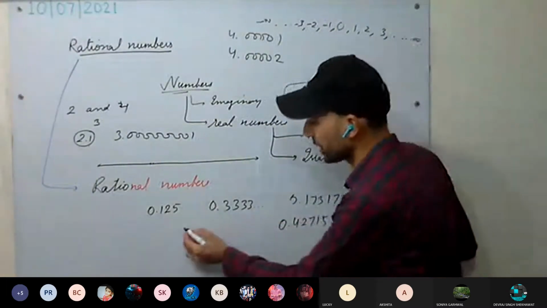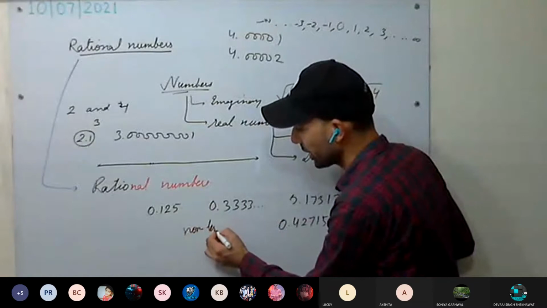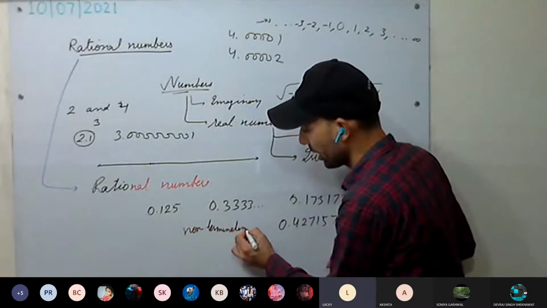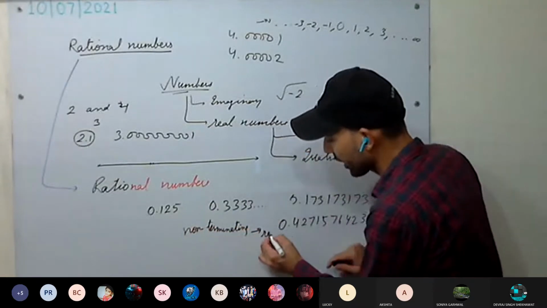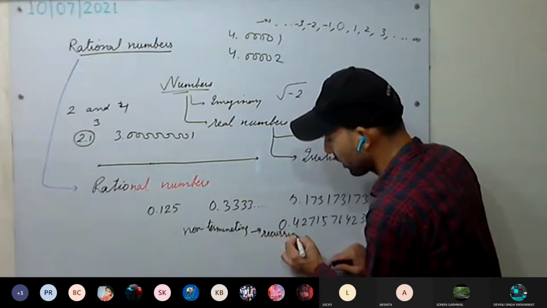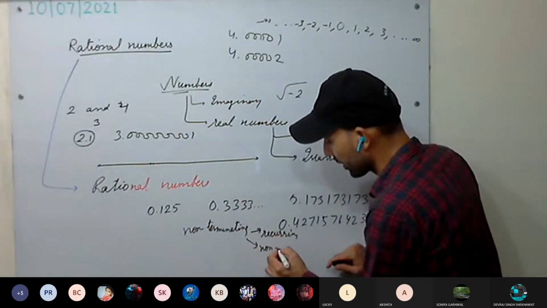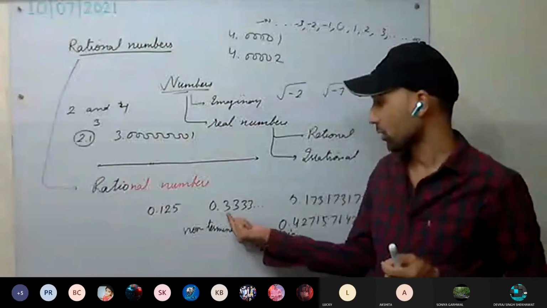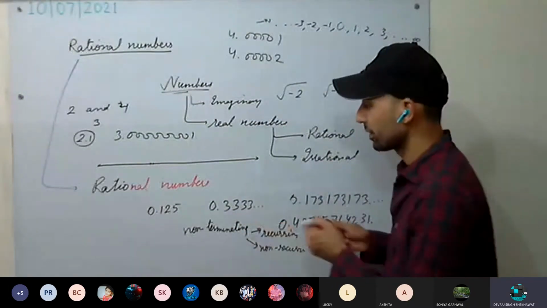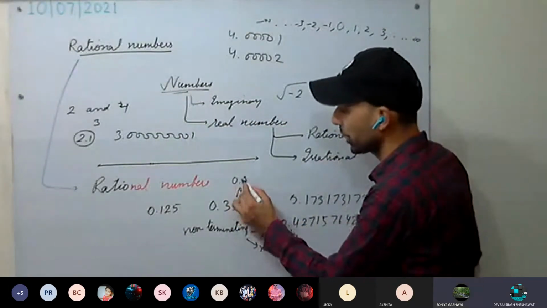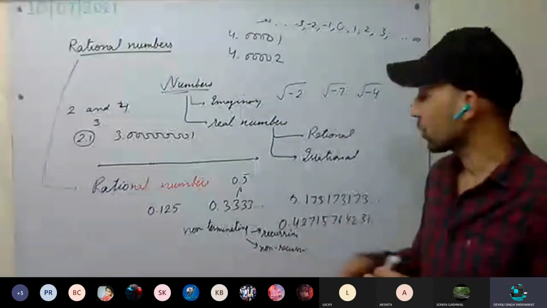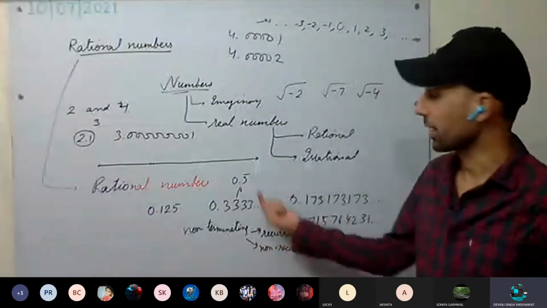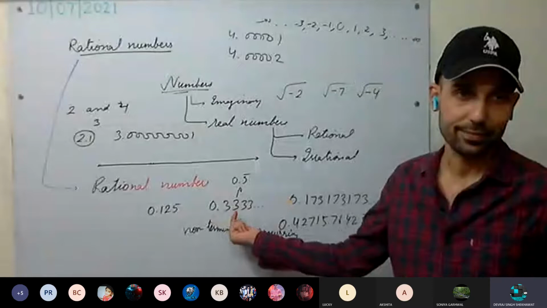Now, if it is non-terminating, then we have to check one more thing, whether it is recurring, that is repeating, or non-recurring, that is not repeating. This as well we have to check. Now check whether it is repeating. Yes, sir, it is repeating. We used to write like this, 0.3 bar. It is non-terminating but recurring. So it is a rational number.